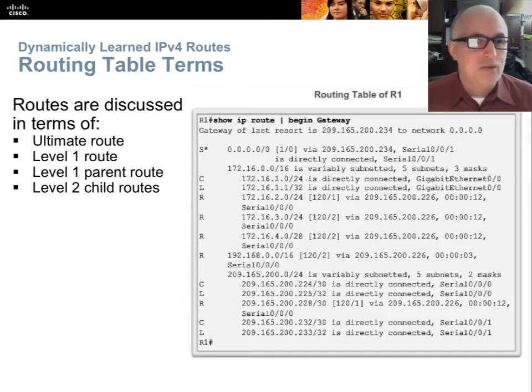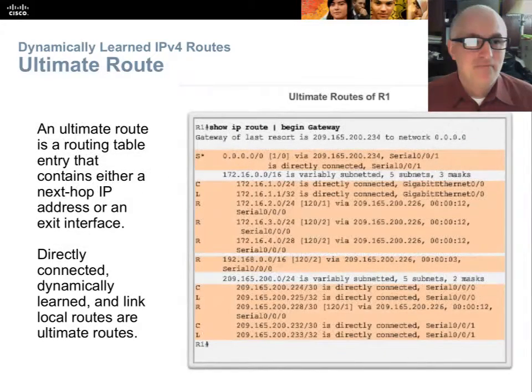Let's talk about some routing table terms. You can have what's called an ultimate route, a level one route, a level one parent route, and a level two child route. Let's talk about the ultimate route. An ultimate route is a routing table entry that contains either a next hop IP or an exit interface. Your directly connected networks, your dynamically learned networks, and link local routes are all ultimate routes because they have either a next hop IP address or an exit interface to guide you in getting there. That's called an ultimate route.